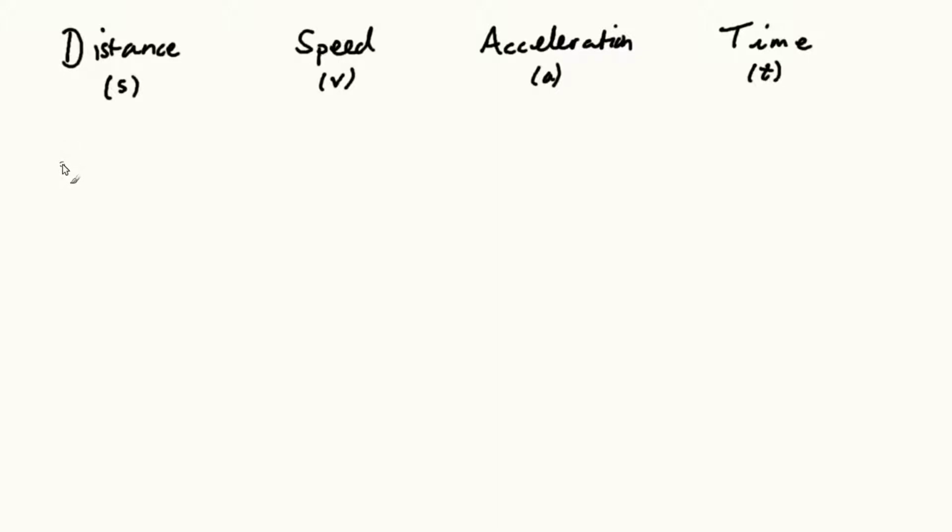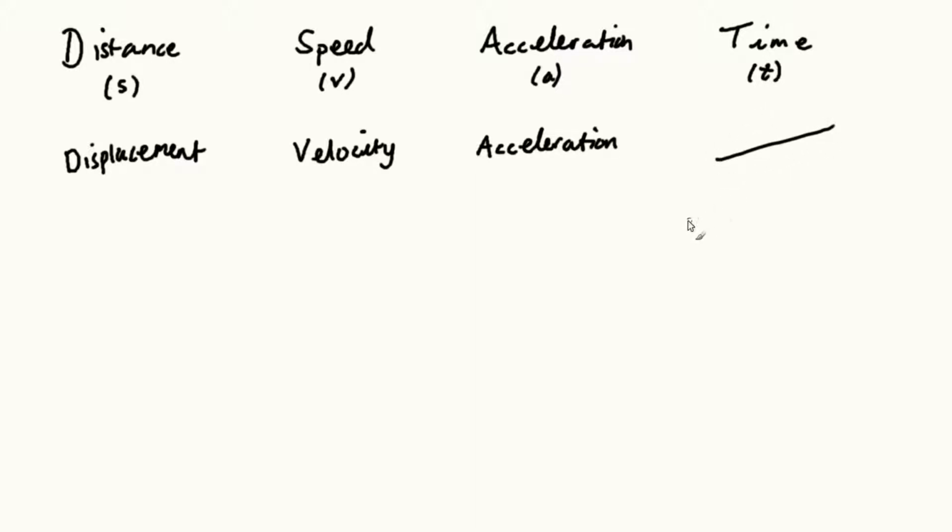The equivalent for distance will be displacement. The equivalent for speed will be velocity. The vector acceleration is once again called acceleration, somewhat confusingly. And time is always scalar, so we'll ignore that.